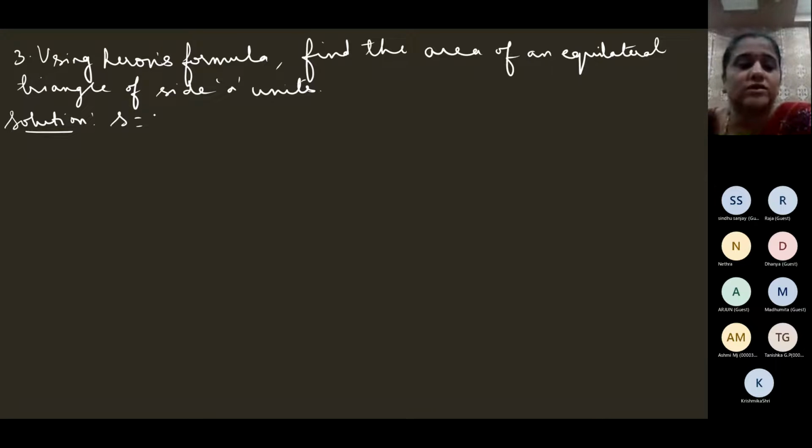Yeah, children, we'll do it together. The question is: using Heron's formula, find the area of an equilateral triangle of side A units. What is the formula you know to find the area of an equilateral triangle of side A units? Flip one or two pages behind and see the formula.